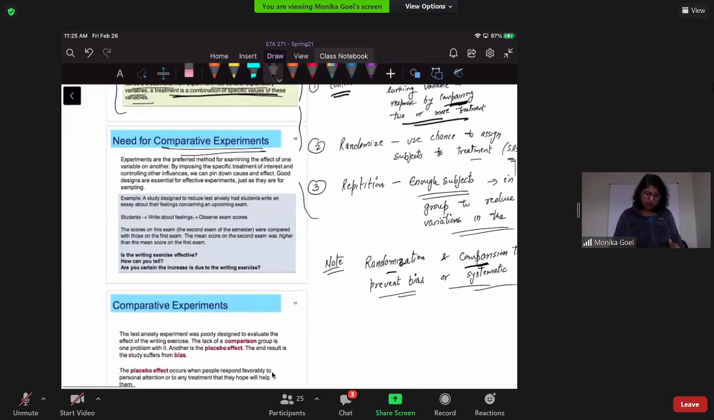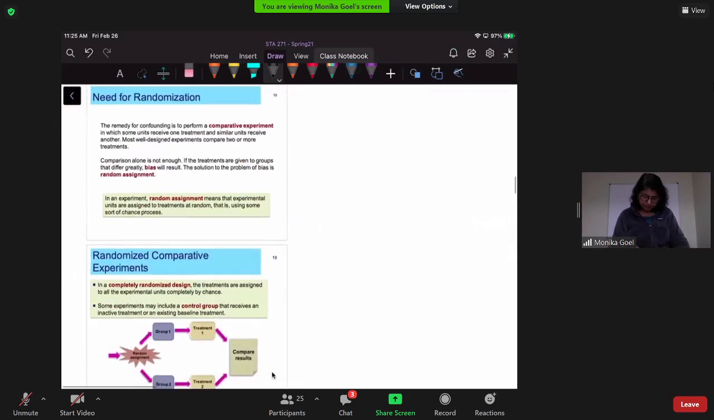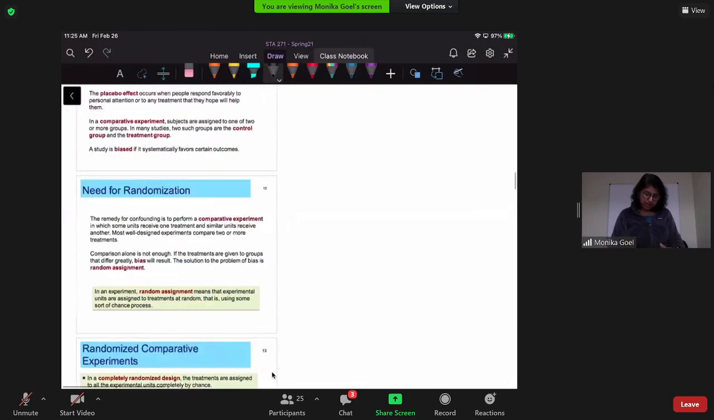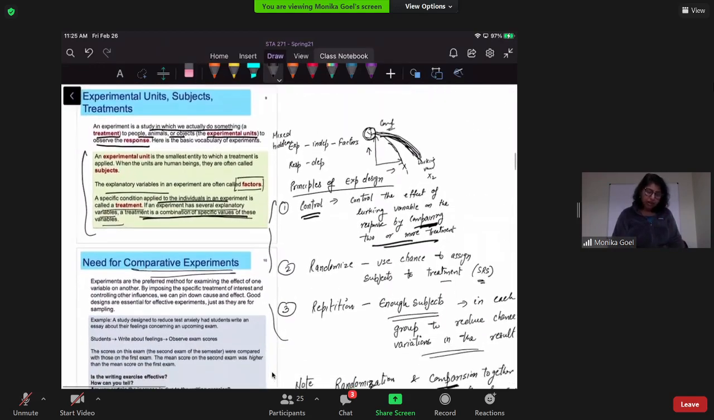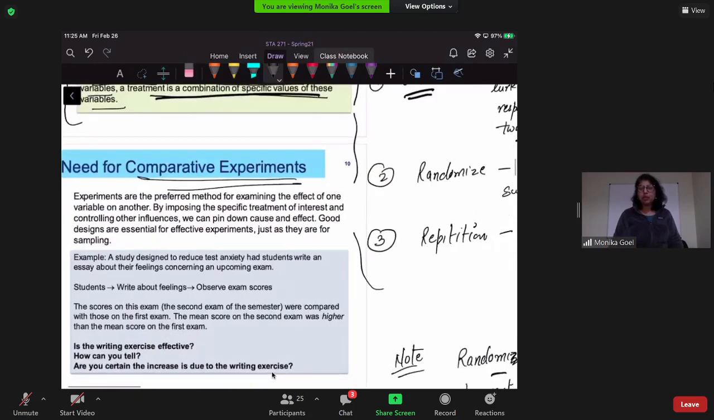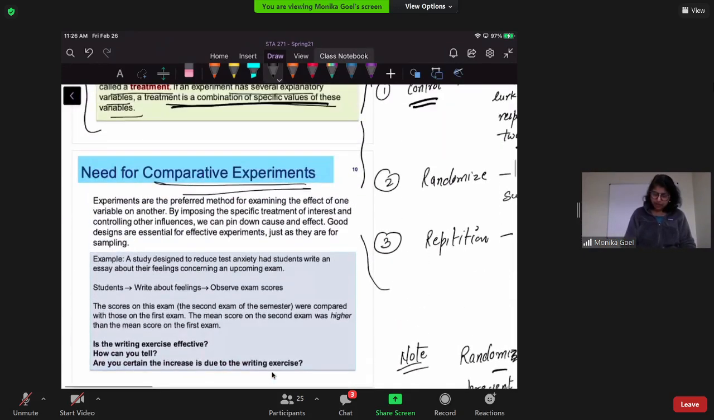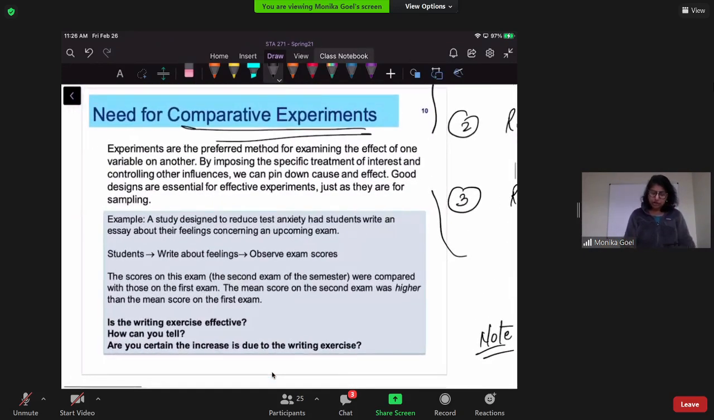And you will find this information in your slide also somewhere. Somewhere it's in the slide, so I will come back to this. So now what is the need for comparative experiment? How does comparative experiment help us? So as the word says, comparative experiment, that means we are doing an experiment where we are comparing things. And when we are comparing things, what are the things we are comparing? So when we are saying comparative experiment, let's read this example first, and then we will talk about that.